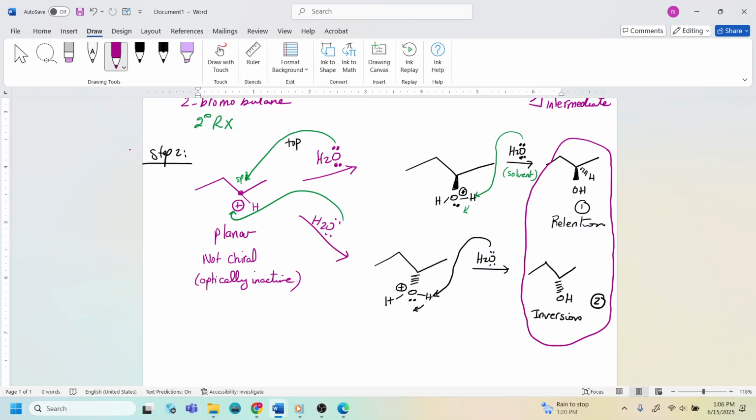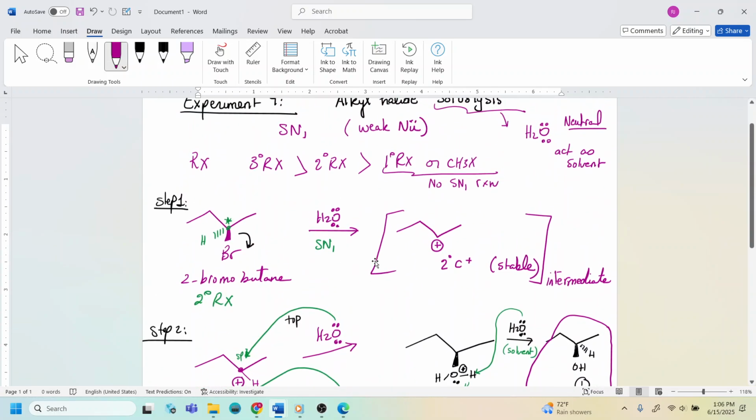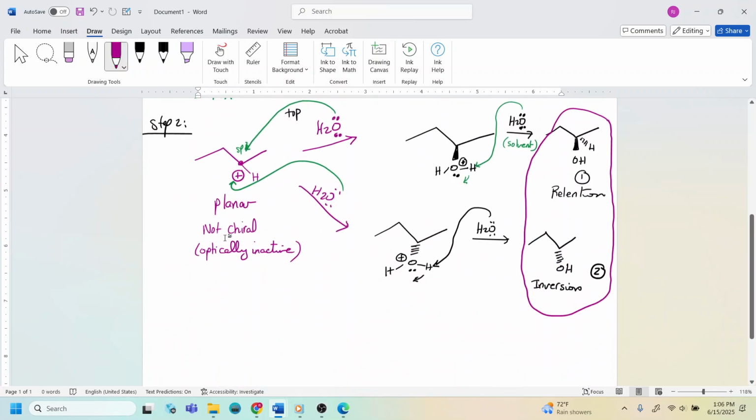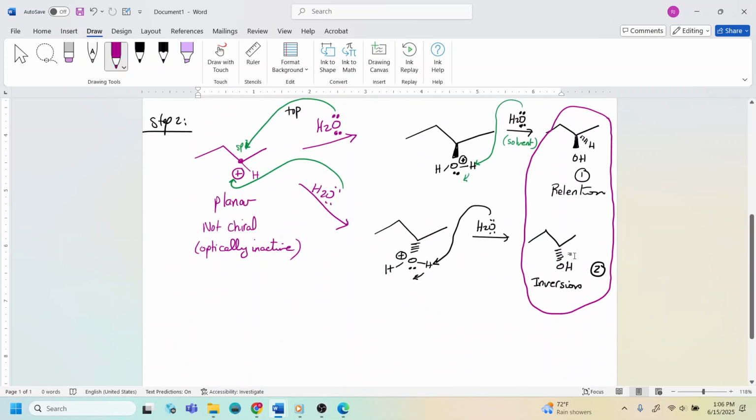So always SN1 leads to 2 products. One is retention, the other one is inversion in configuration if I am starting with a chiral center. And those 2 products are going to be a racemic mixture.